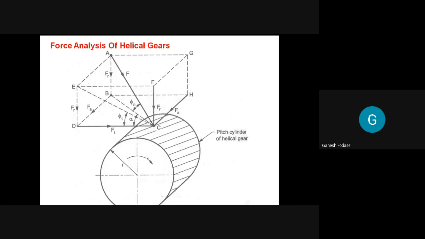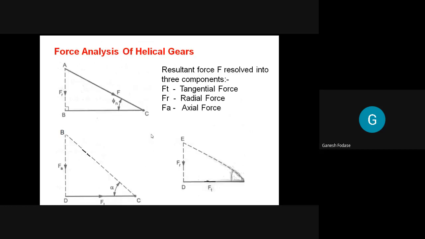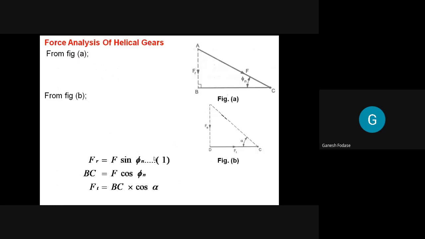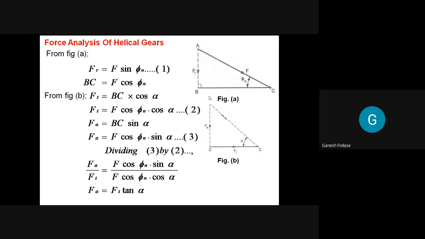So we can now analyze these forces with the help of the force cube considered here. We can find relations between Ft, Fr, Fa and the resultant force F. I'm not going into the detail of this derivation; I will just tell you the formulas. By considering different triangles, we can find relations like the one between Fr and F, that is Fr is equal to F sin phi n.